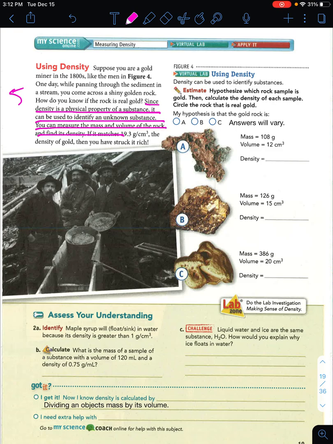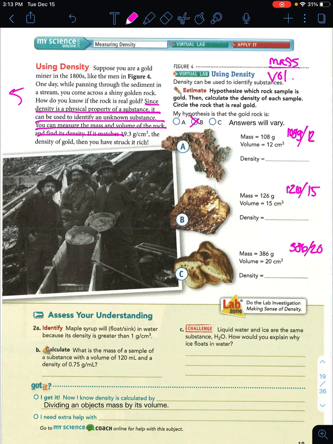So let's take a look at which one I think it'll be. It's either going to be A, B, or C. And B looks the shiniest, so I'm going to go with B. Now I need to go through and figure out the density. Now remember, density is mass over volume. So I'm going to have to do a little bit of math. So mass over volume. I'm going to write down all the problems. Mass divided by volume. And now I'm going to use my calculator to help me figure this out.